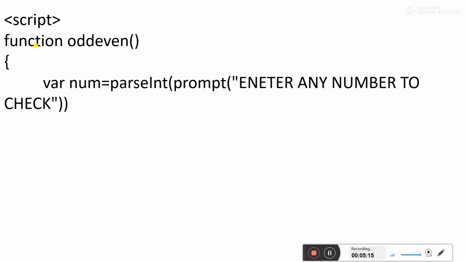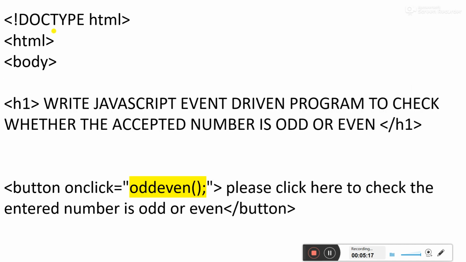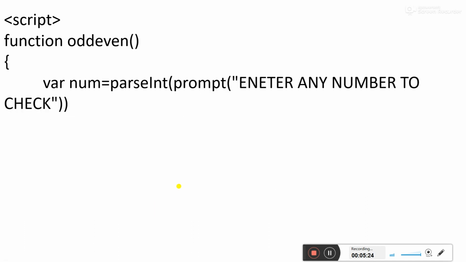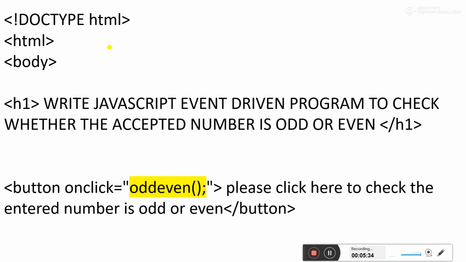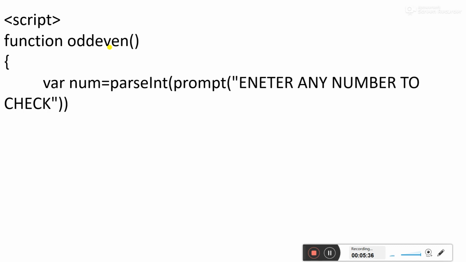This is the function declaration, and here it is the function calling. So if we are calling a function, it should exist somewhere, so we need to create it somewhere. So now we are creating the function by using function keyword. Function oddeven, this is the function name. This name and this name are same. If they are different, then it will pop up an error message to you.